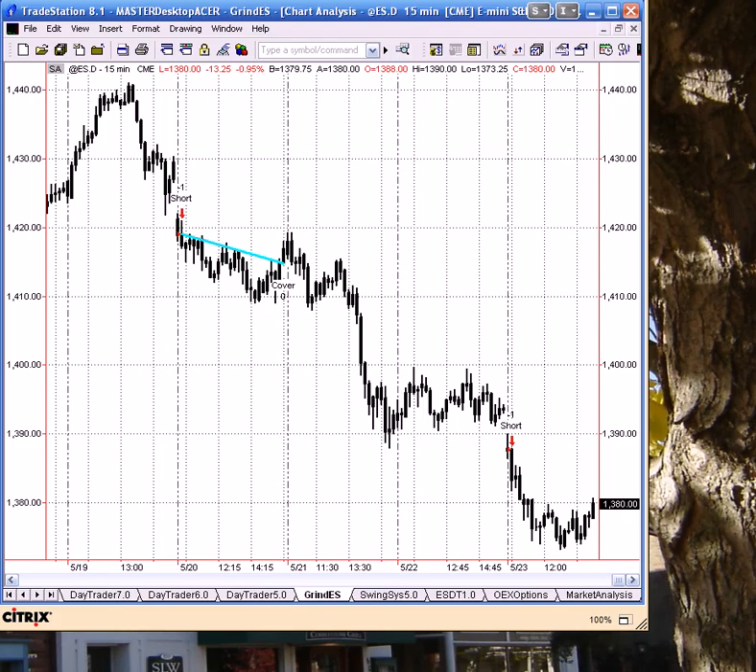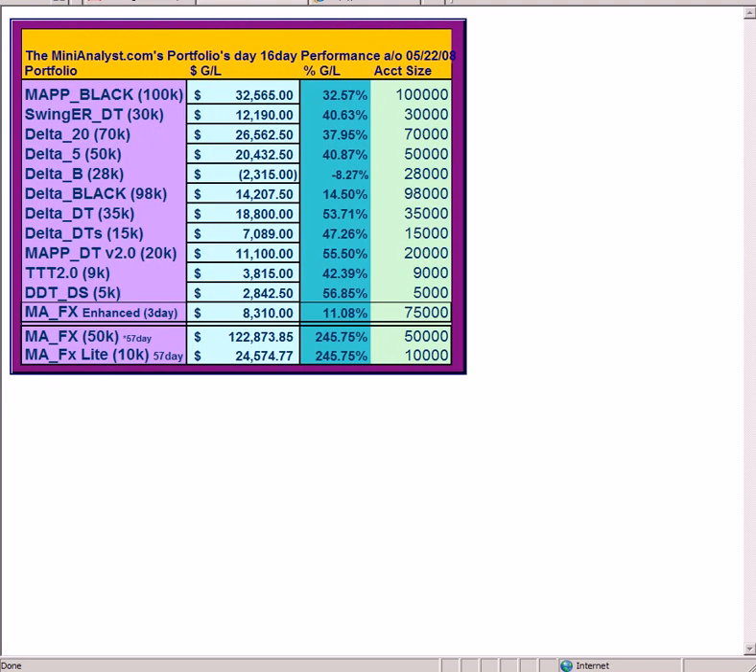Right here, we'll just pull up this. This is where we've been over the last 16 days for our futures. Very respectable gains for our black portfolio, up 30%. For our Swinger DTs, a pretty nice little standout with a gain of 40% on a $30,000 portfolio.